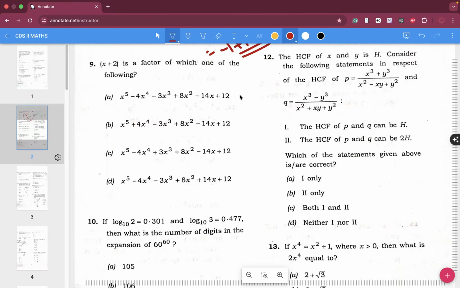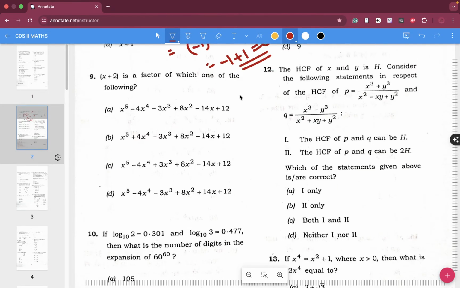All right, so let's move on to the next question. The HCF of x and y is h. Consider the following statements in respect of HCF of p, which is equal to x cube plus y cube divided by x square minus xy plus y square. Now x cube plus y cube we can write as x plus y into x square minus xy plus y square, which means the p value is simply x plus y.